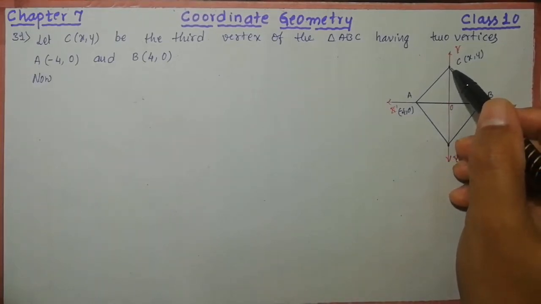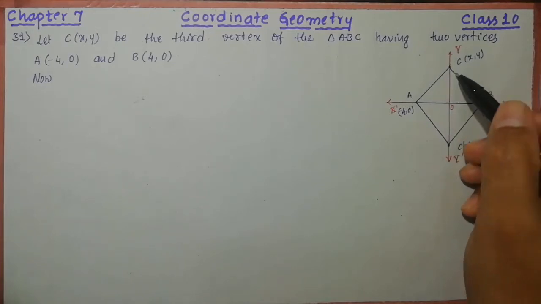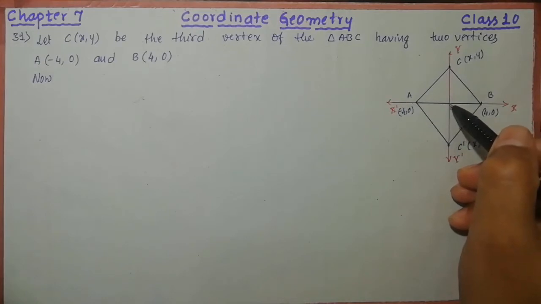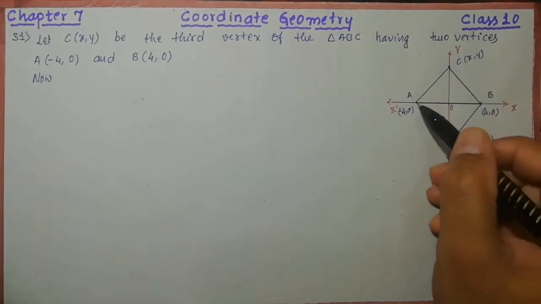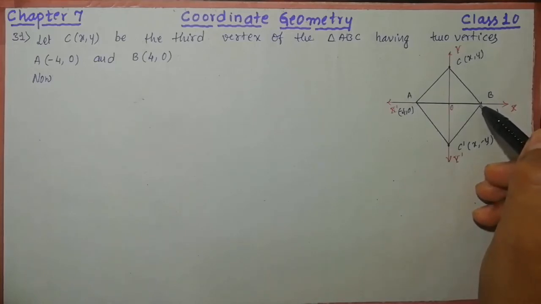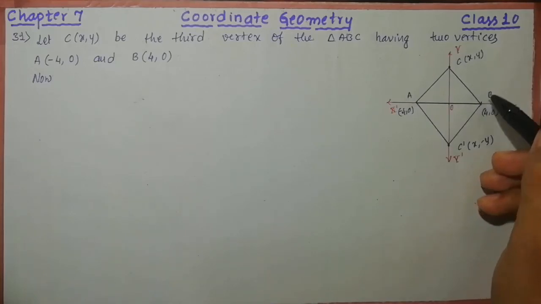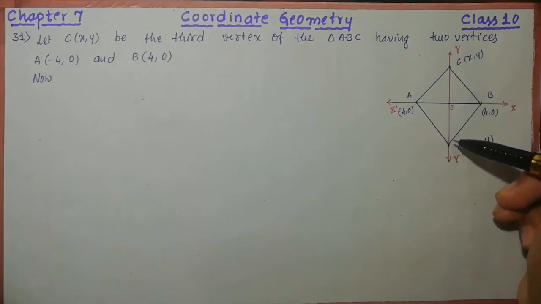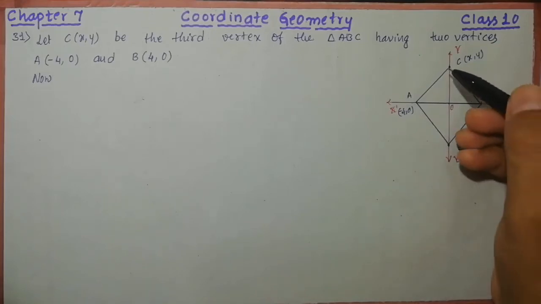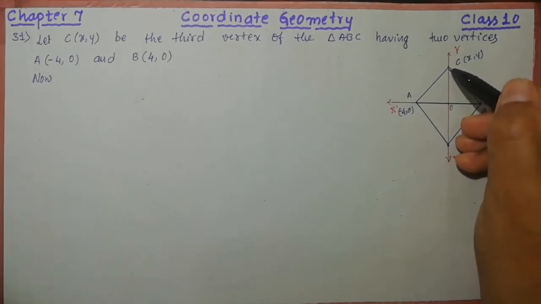The third vertex must lie on the y-axis, remember. This is because the origin forms the midpoint of side AB, and the y-axis through this point is the perpendicular line to side AB. Since it is an equilateral triangle, the vertex must be present on the y-axis only. So I'm going to take the point C here.